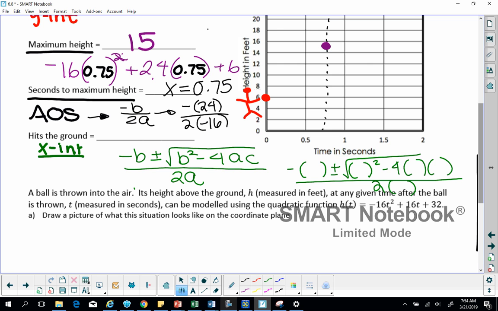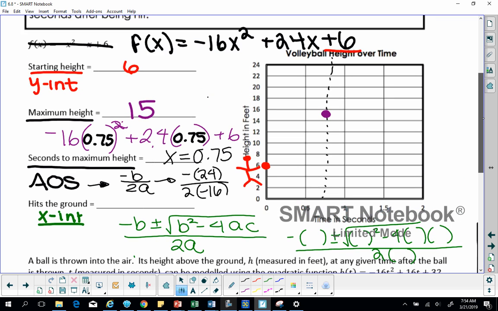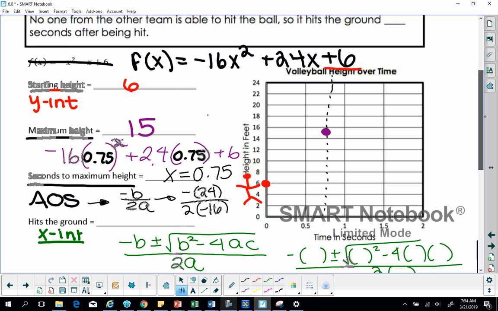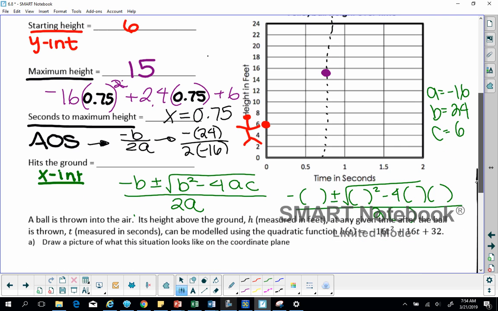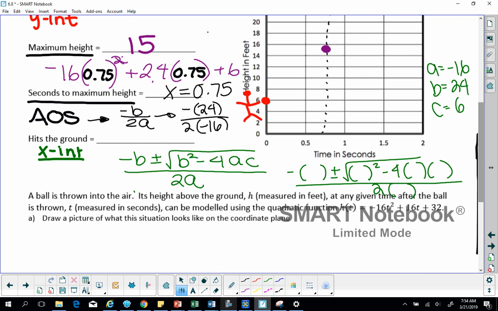So for all our A's, we said our A was what? Good, negative 16. What's our B? 24, and our C? 6. So now you're going to go down here, and all the A's, I'm going to plug in negative 16. All the B's, I'm going to plug in 24. And all the C's, I'm going to plug in 6.